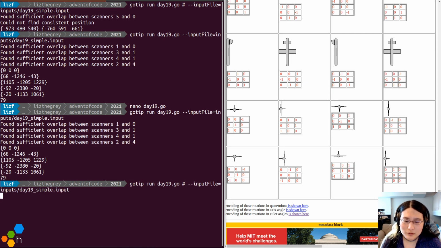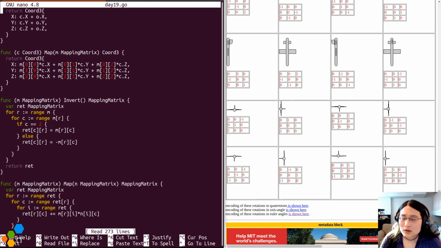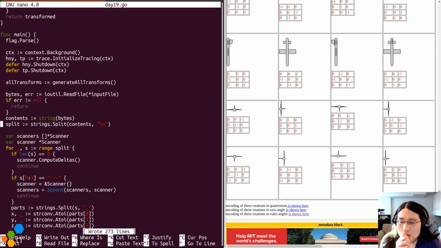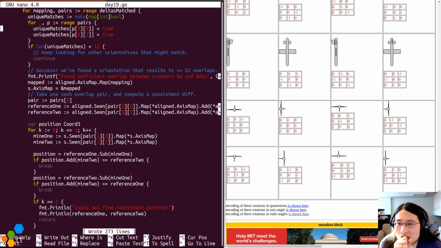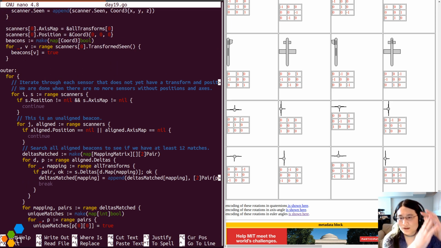Now let's try running on my real input. Nope, still cannot find a consistent position. Okay. So maybe my theory here, that I'm supposed to be able to take the mapping from one to another and I'm supposed to be able to compose them. Maybe that theory is wrong.